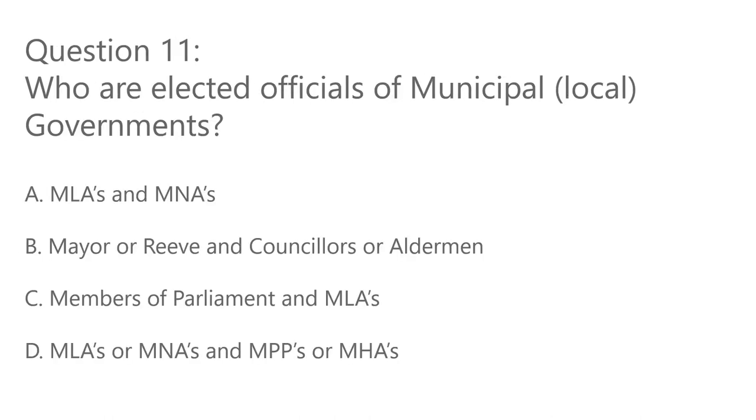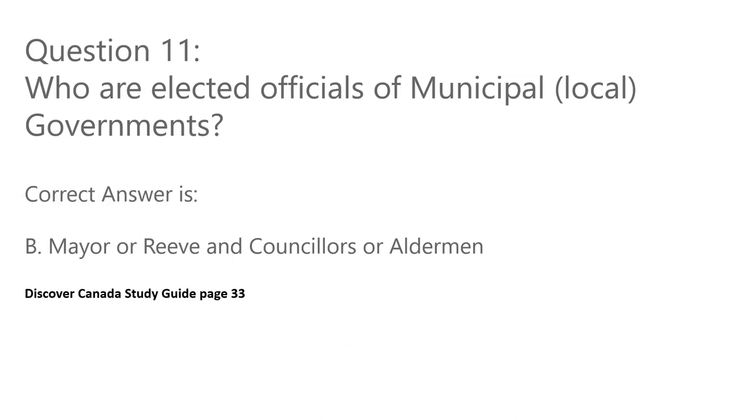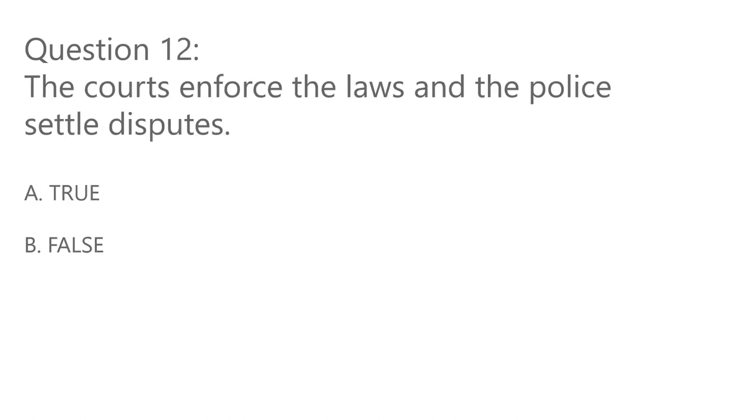Who are elected officials of municipal, local governments? A. MLAs and MNAs. B. Mayor or reeve and councillors or aldermen. C. Members of Parliament and MLAs. D. MLAs or MNAs and MPPs or MHAs. Correct answer is B. Mayor or reeve and councillors or aldermen. Discover Canada Study Guide, page 33.